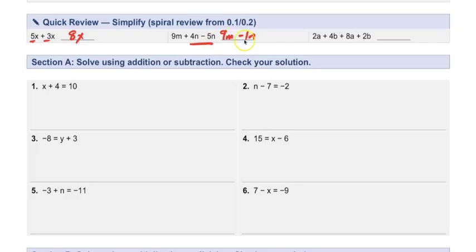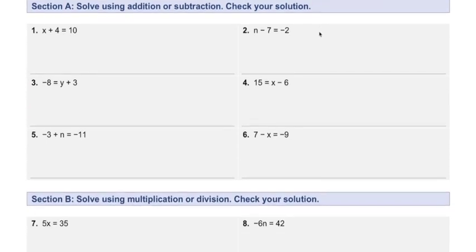We generally go in alphabetical order. So like here, I'm going to add the a's together, and then we're also going to add the b's together. 2a plus 8a is 10a. And then we're going to add that to the b's. And 4b plus 2b is 6b. There we go. Okay, so now let's start solving some of these.